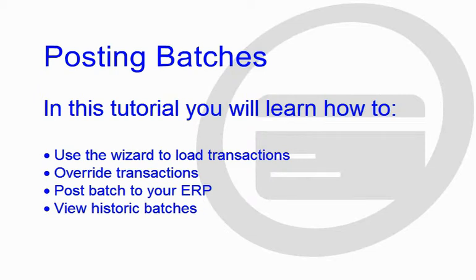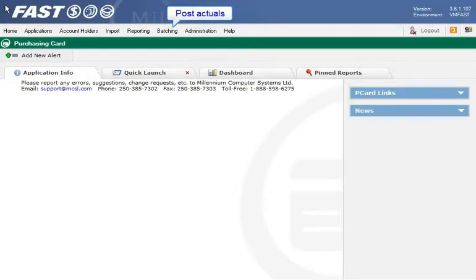At the end of your billing cycle, the actuals file containing all card transactions for that period is automatically downloaded to your institution. The paper statement from the bank should have the same information. When you load the actuals file, it merges reconciled transactions to create the batch. You can then preview the batch and override suspended or duplicate transactions. The Post Actuals option is on the batching menu.